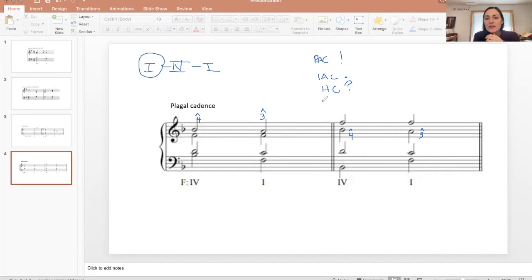The plagal cadence, okay? The plagal cadence is one of these cadences that doesn't necessarily fall into any particular category. It's a little bit more of a period, it's not an exclamation point. It's a little bit more subdued.